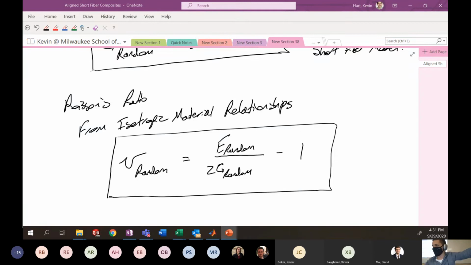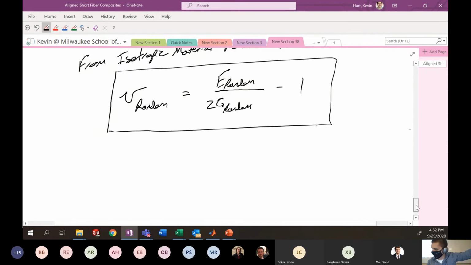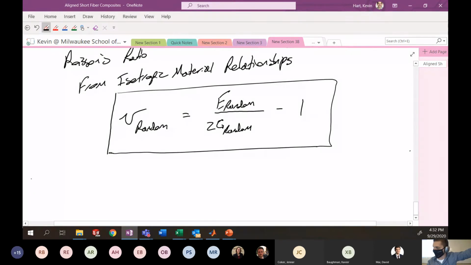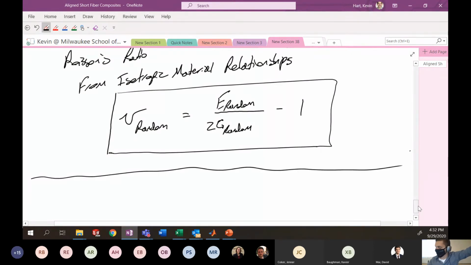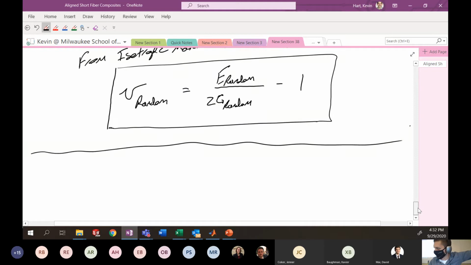All right. So that's going to be the final little bit of information that we talk about for short fiber composites. We'll conclude with some final comments on short fiber composites.